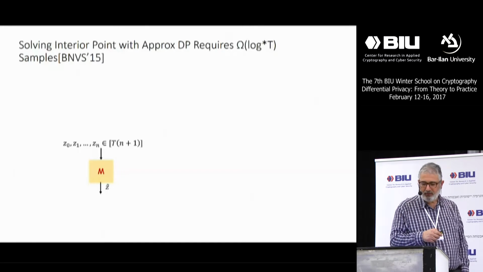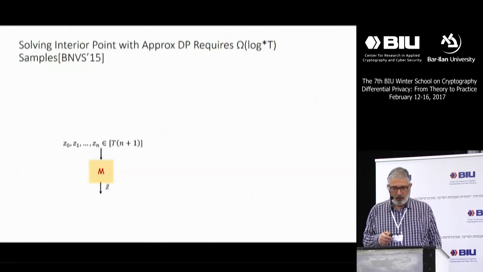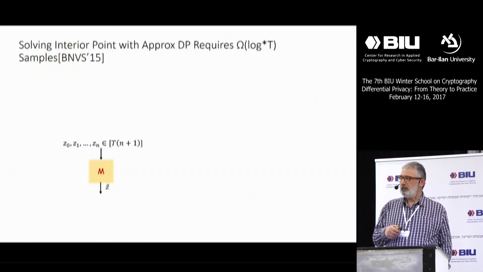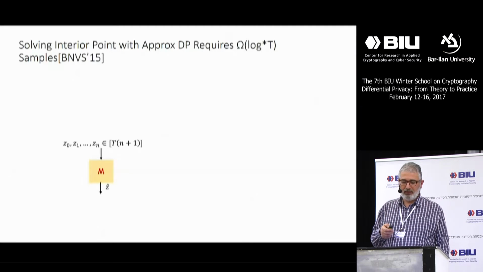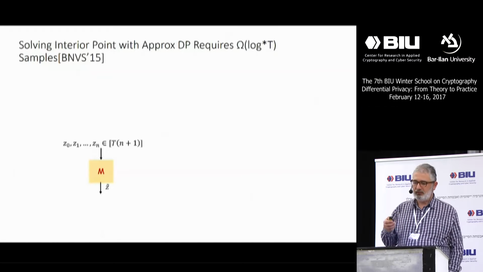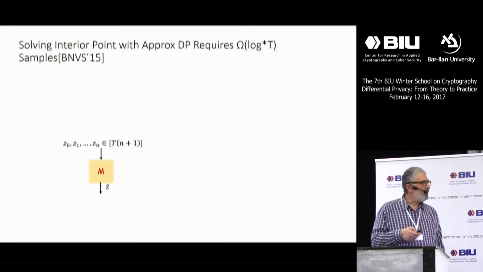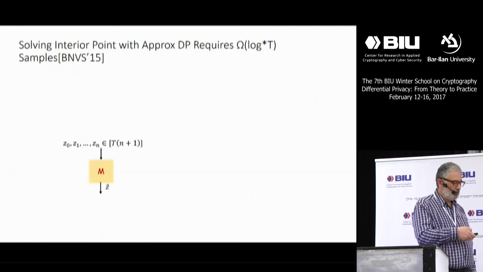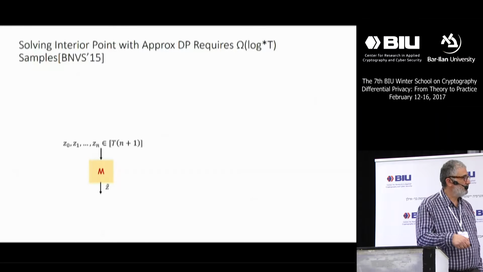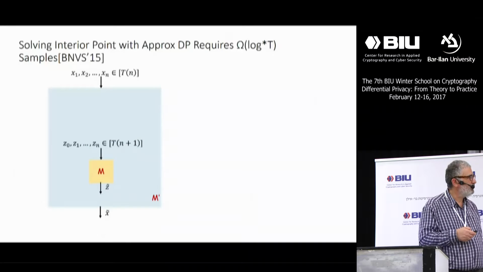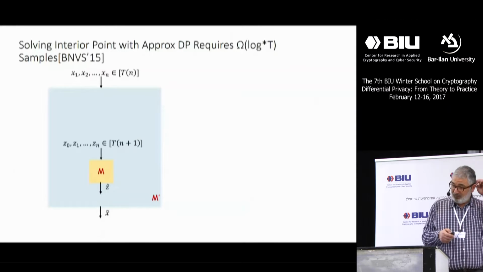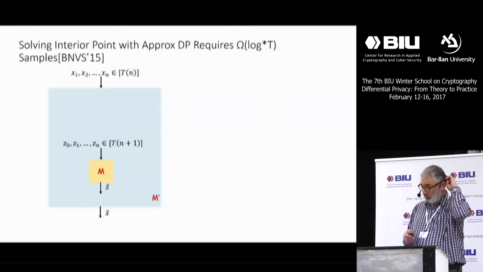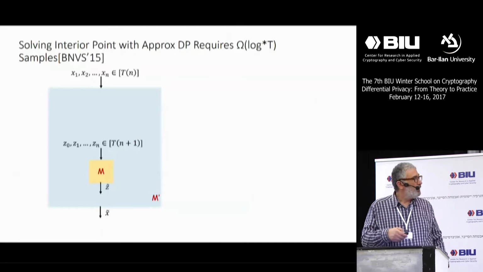So we're given a mechanism that gets n plus 1 inputs in the larger domain, and manages to output an interior point. That's the output of the mechanism. Let's say it succeeds with high probability. We will construct from this mechanism another mechanism that is also differentially private.